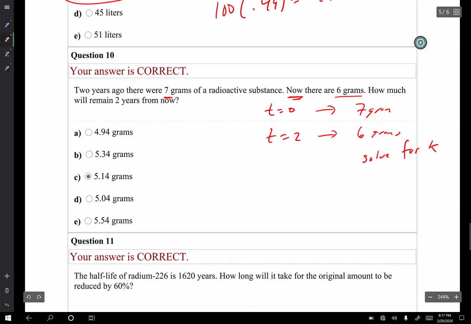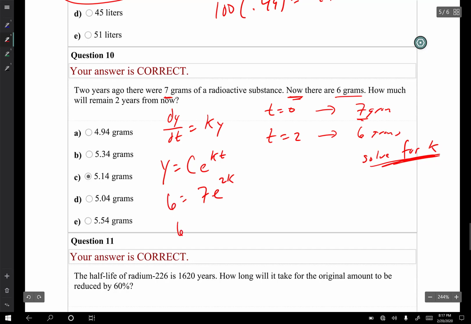Because the amount present depends on how much you have or you had, this is the rate of change. The rate of change depends on the amount that you have. So I'm going to use this, so I can say y equals c e to the kt. I'm going to solve for k. So I'm going to write the initial amount is 7. Y equals 7 e to the 2k. And then the amount that I have after 2 years is 6.